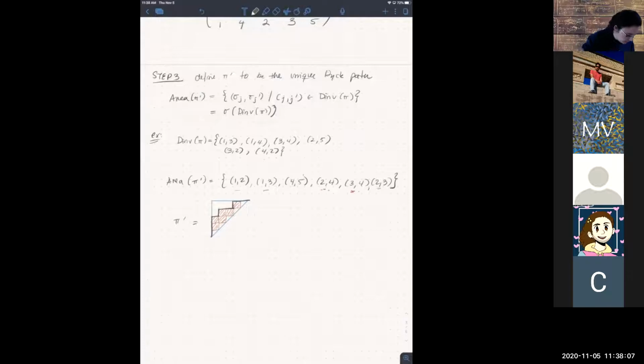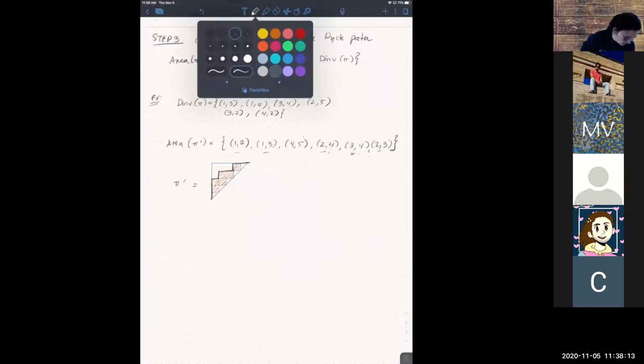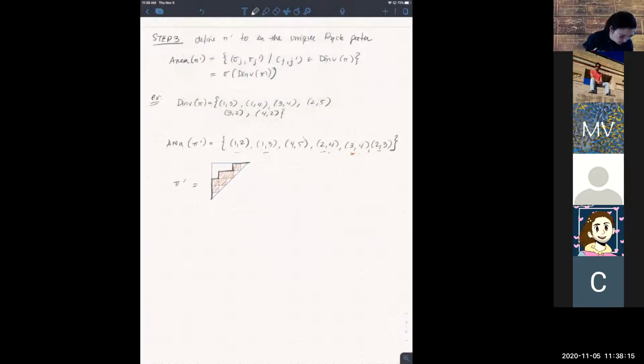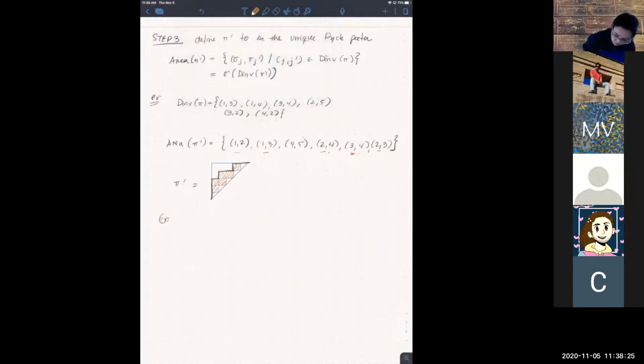Okay, great. So then from here, now that we have pi prime, we need to define the bounce path, the bounce of pi prime. This is something that we've seen before, but the point is that goal 2 is that we want the bounce path.